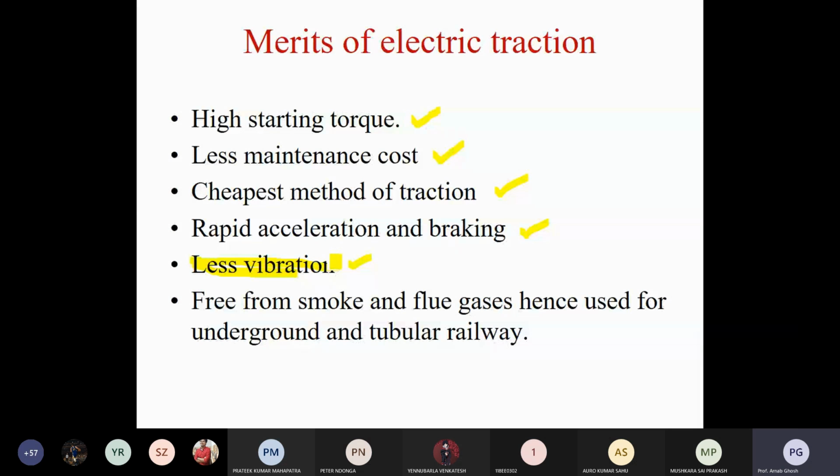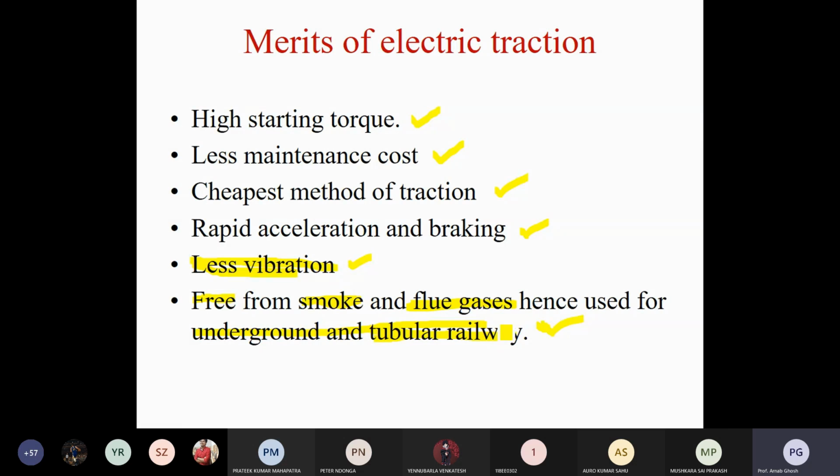Then free from smoke and flue gases, hence used for underground and tubular railways. Smoke-free application is the less pollution that I already mentioned; it is free from smoke and flue gases. For underground and tubular railways, you know we use the metro rail, which is an underground concept, and it also looks like a tube. In the UK it is called the tube.